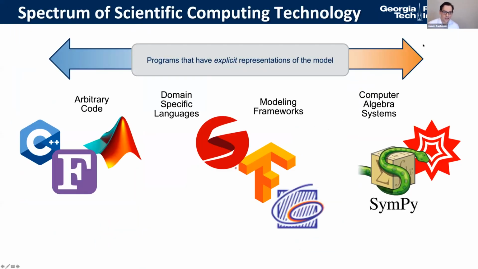So there's a spectrum of scientific computing technology as I see it, where at one end you have arbitrary code where you've described some system, you've built a mathematical model of the system, you've implemented a simulator for that system, and when you run the program, it solves the model. And then at the other end of the spectrum is computer algebra systems, where you describe the system mathematically as a system of equations, integral derivative equations, polynomial equations, and you want an analytic solution for the behavior of the system, right? So that's Mathematica, SymPy, tools like that.